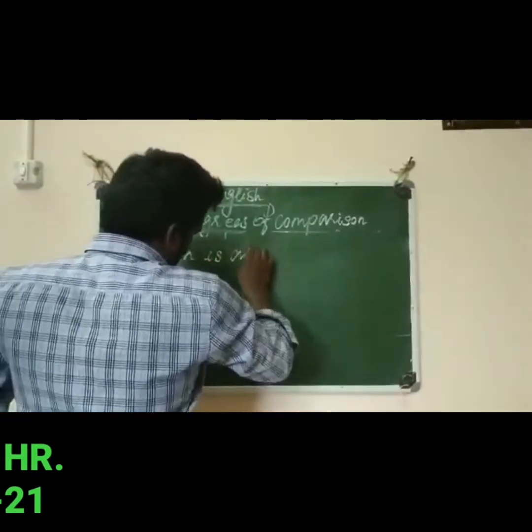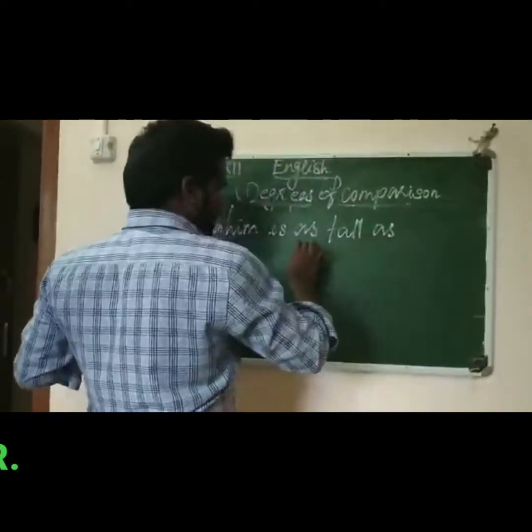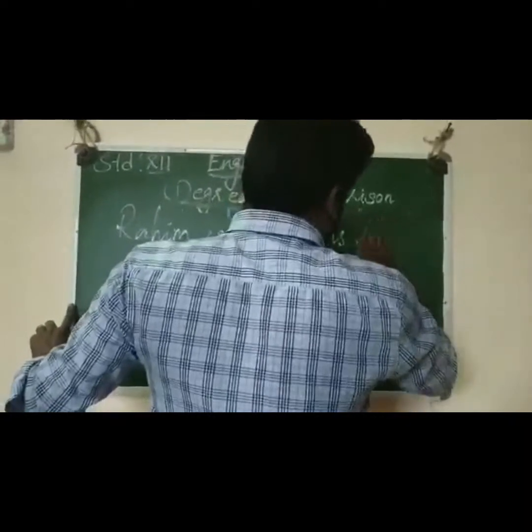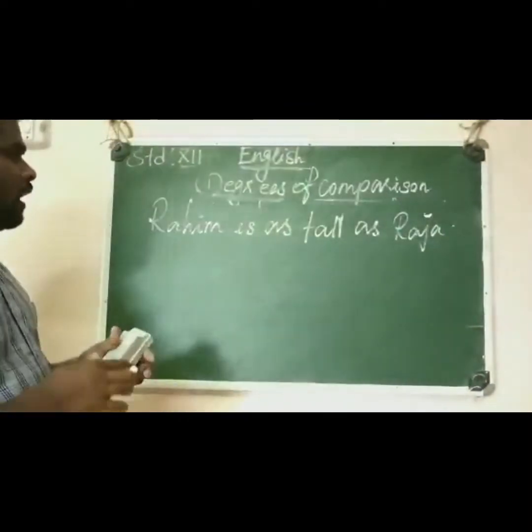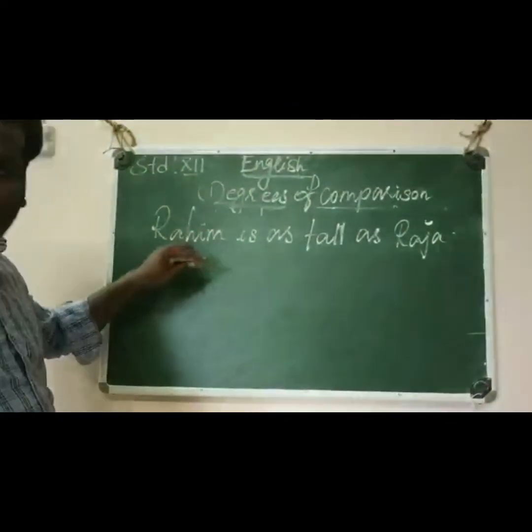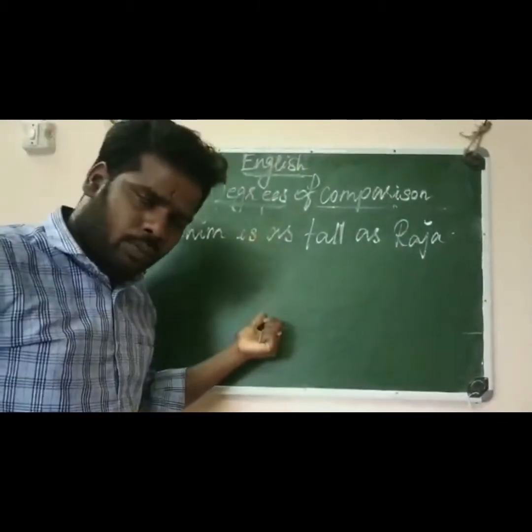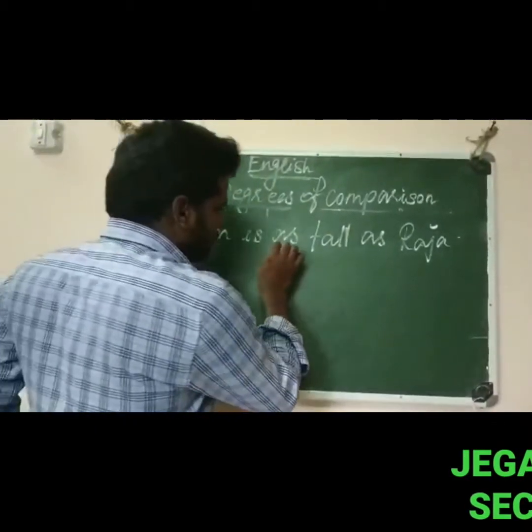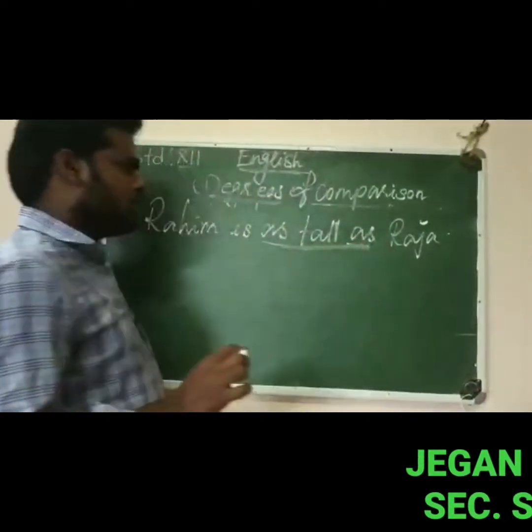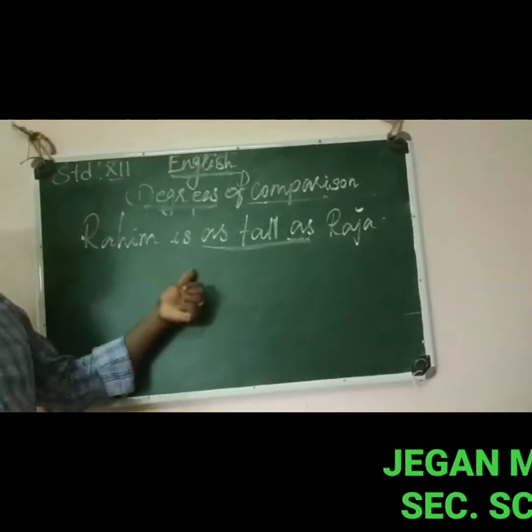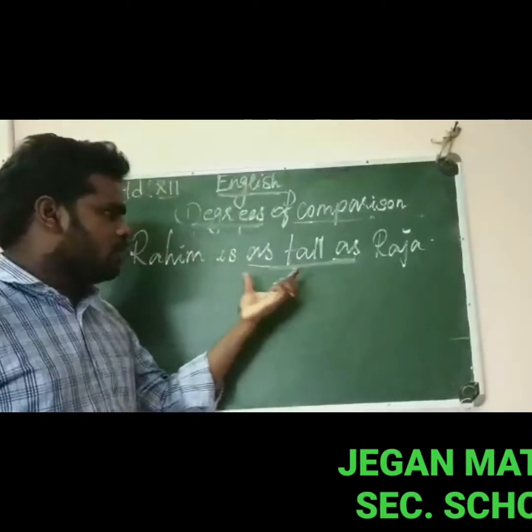Rahim is as tall as Raja. First we have to identify which type. We have three types of comparison, whether it is positive, comparative or superlative. This is positive: as, adjective, as. According to the rule, as, adjective, as, so this is the first type.